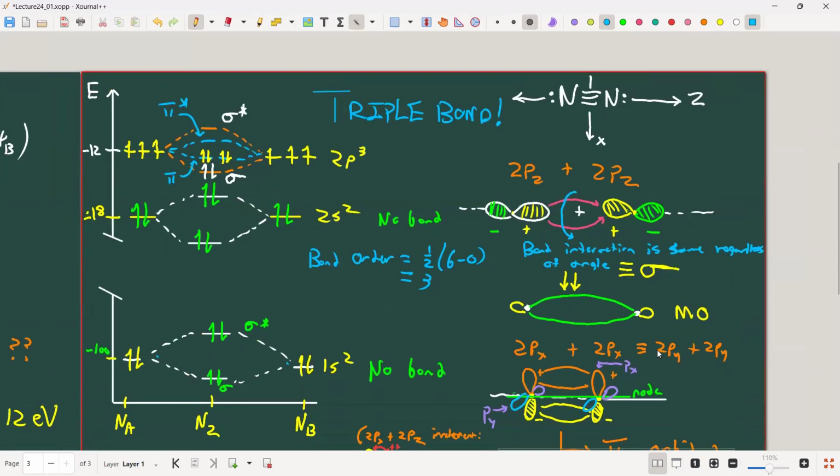Okay, so that's nitrogen. Now, one thing that I don't know, and I've just made an assumption, is that the sigma is more stable than the pi. I don't know if that's true or not. I'm just guessing. I don't know which way they are. There's somewhat of an ambiguity.